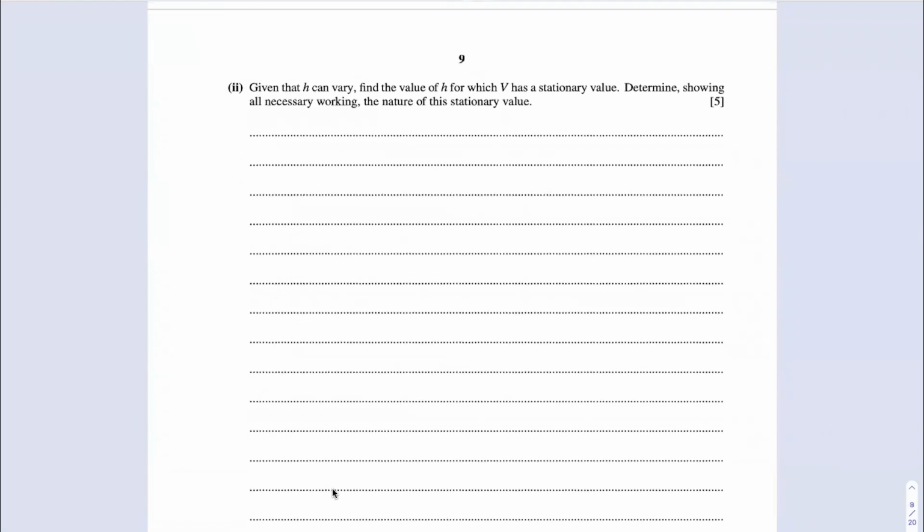In part 2, it says that given that h can vary, find the value of h for which v has a stationary value. So stationary value basically means that dv by dh would be equal to 0. Now we know that v is equal to 1 upon 3 pi into 225h minus h cube. And for the stationary value, we'll find dv by dh and put it equal to 0.